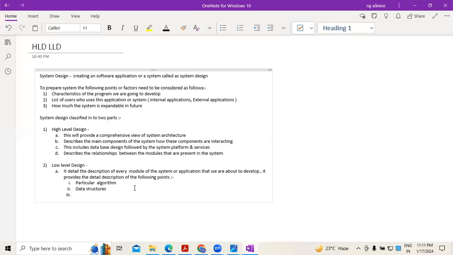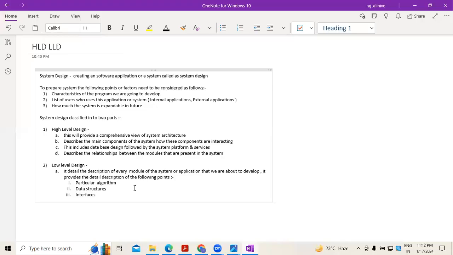At the same time, next we will be knowing about the kind of interfaces we are using, the user interface designs, right? So the integrations, all these things will also be a part of the low-level designs.